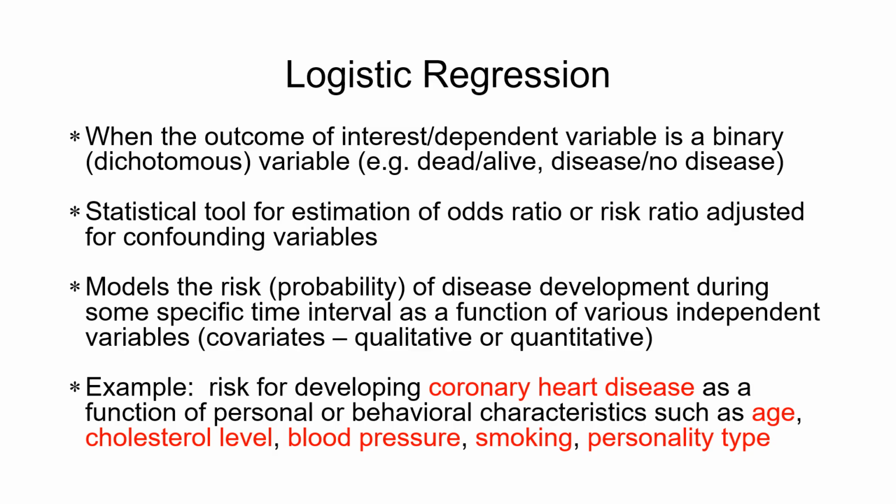Logistic regression estimates the risk or probability of disease or outcome as a function of several exposure or independent variables. The independent variables can be qualitative, such as personality type, smoking, or quantitative, such as age, cholesterol level, and blood pressure.